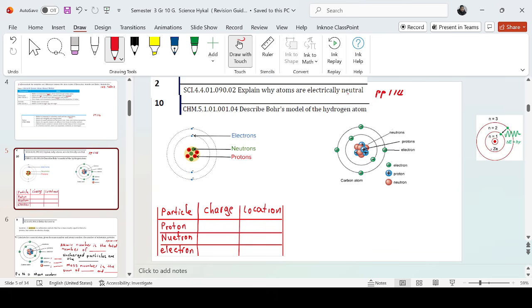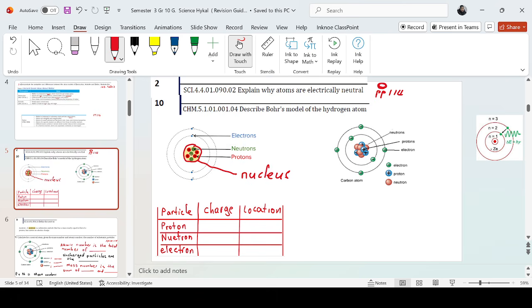Explain why atoms are electrically neutral. Neutral means zero charge. Why do atoms have a zero charge? So here I have and describe the Bohr model of the hydrogen atom. Okay, so this is the Bohr model of an atom. Bohr said at the center we have the nucleus. So this is a nucleus.